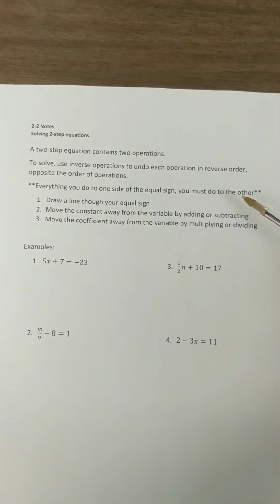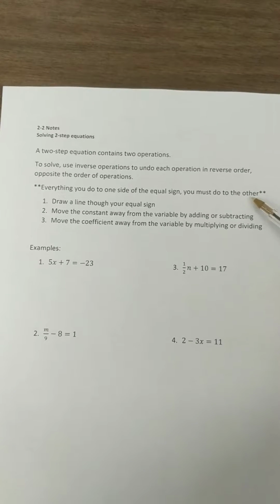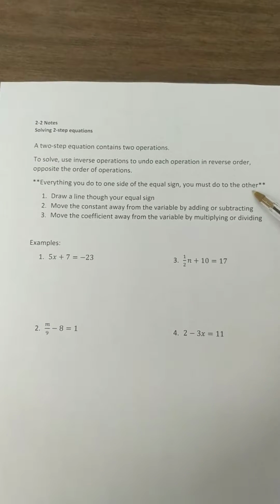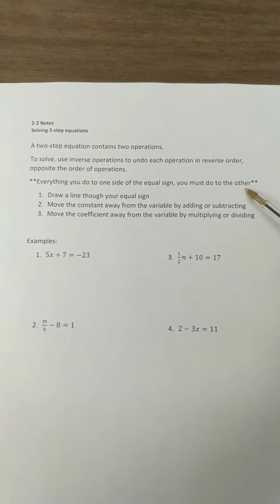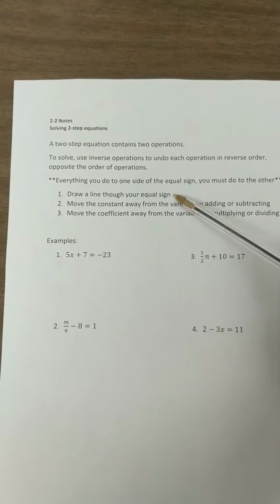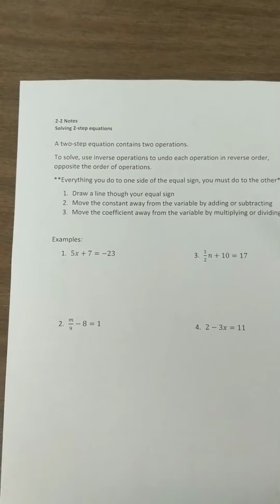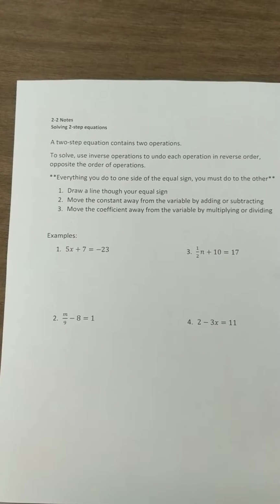Okay? And remember the very important thing, everything you do to one side of your equal sign, you have to do to the other. So if you do it on the left, you've got to do it on the right, or if you do it on the right, you have to do it on the left. To help with that, we're going to start out by drawing a line through our equal sign. That's going to be the first thing we do. That way we can see our two sides and make sure we do everything to both sides.